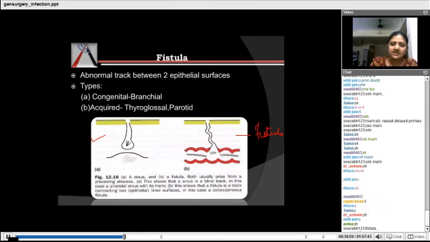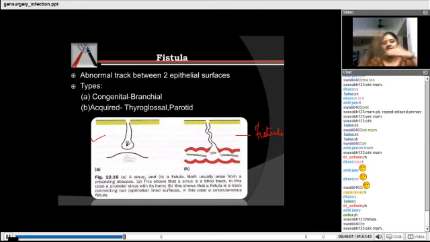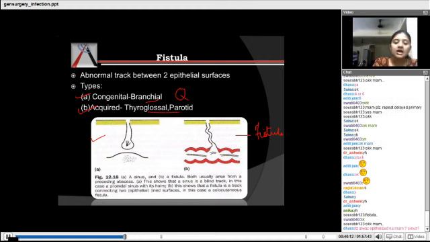A fistula is when there are two epithelial surfaces and it establishes an abnormal communication between them. A fistula again can be of two types, congenital or acquired. Congenital means branchial. Examples again, very important MCQ. Acquired is thyroglossal and parotid.